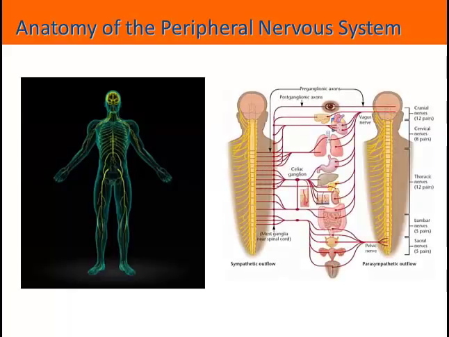We're also going to talk about a specialized branch of the nervous system called the autonomic nervous system. And the autonomic nervous system is involved in control of many of the involuntary functions of the body.